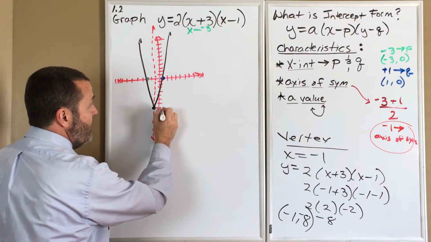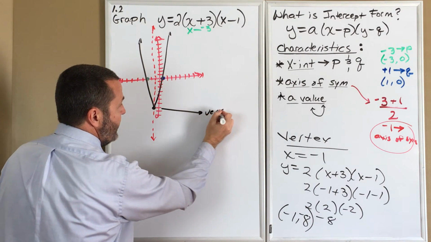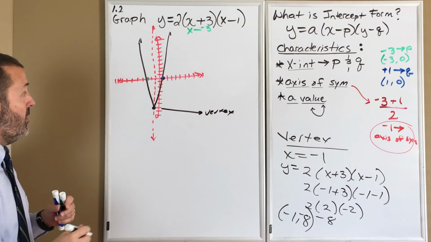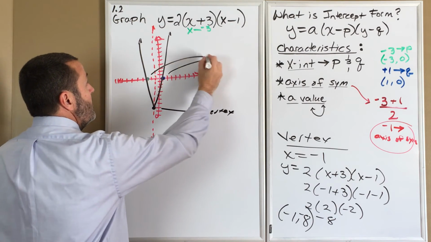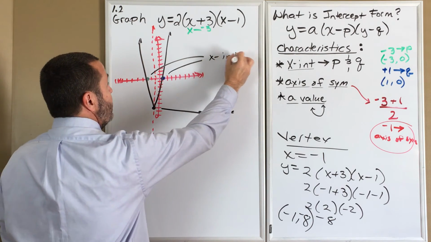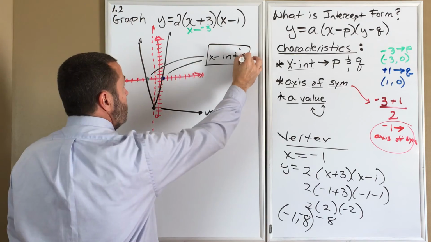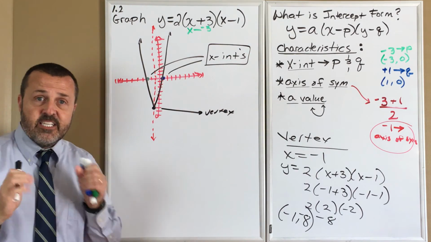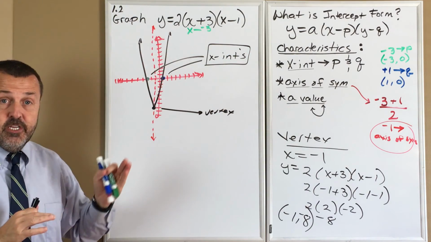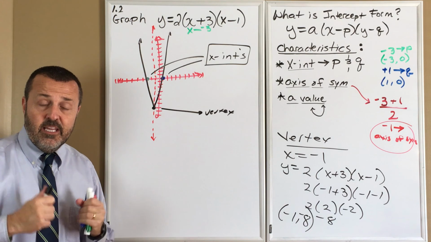So what is this right here? That is the vertex. Bam. These two are my x-intercepts. That is how you graph a function that starts out being in intercept form.